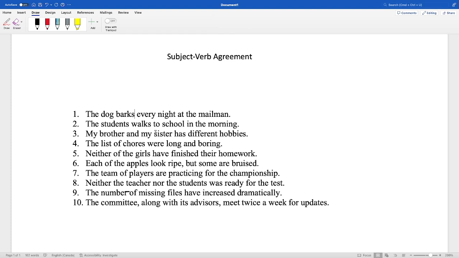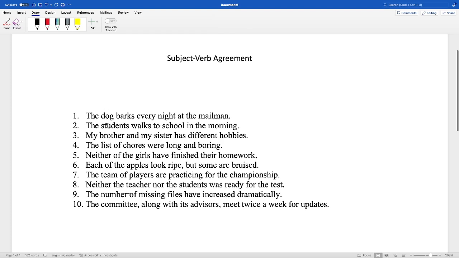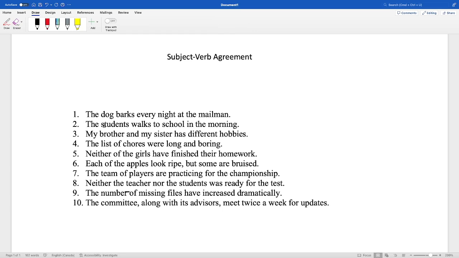All right. Next sentence. The student walks to school in the morning. Again, something doesn't sound right here. What's wrong with this sentence? Well, we have students, the students. That is our subject. The subject is what is performing the action. Now, what is the action? If you said walks, that's correct. Now, students, is it plural or singular? It's more than one, right?